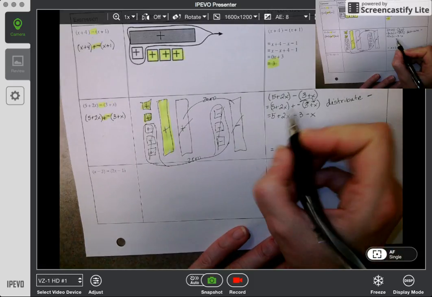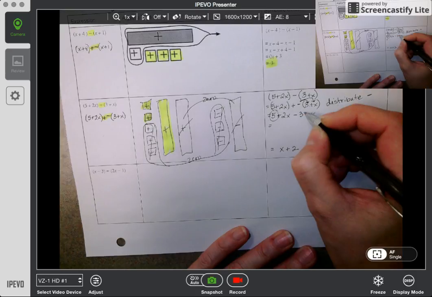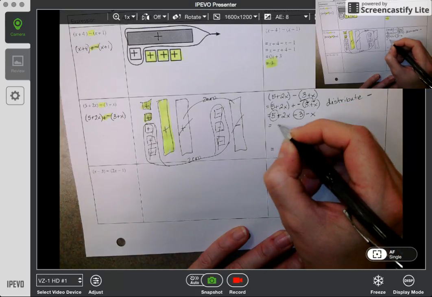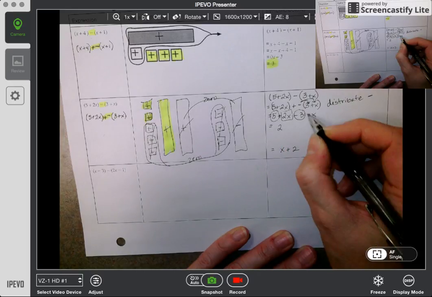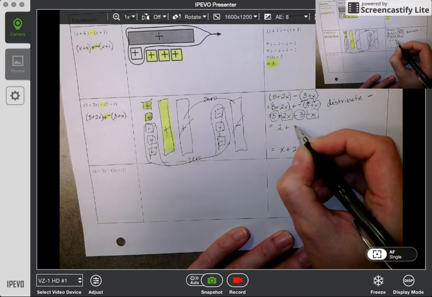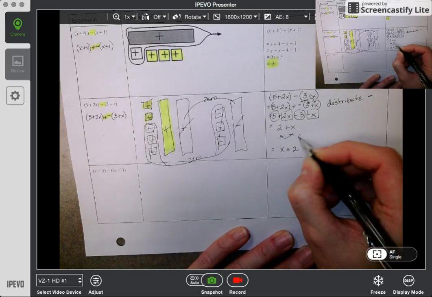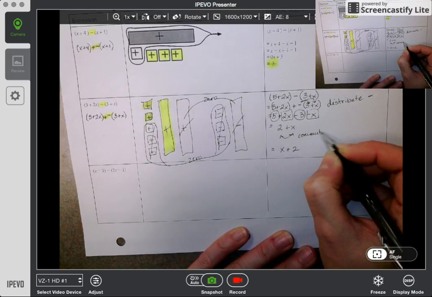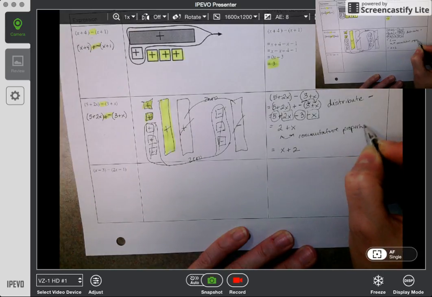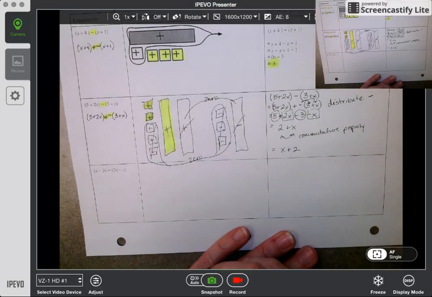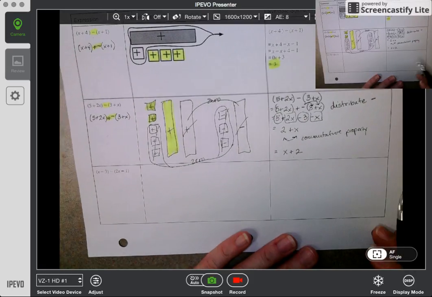Okay, so now I've got some like terms I can combine. I've got 5 and minus 3. There's my 2. And I've got plus 2x minus x. There's my x. And all I did was swap their order, right? Because of the commutative property. And now I have my answer of x plus 2 for the difference. Go ahead and give the next one a try, and we'll come back to it.